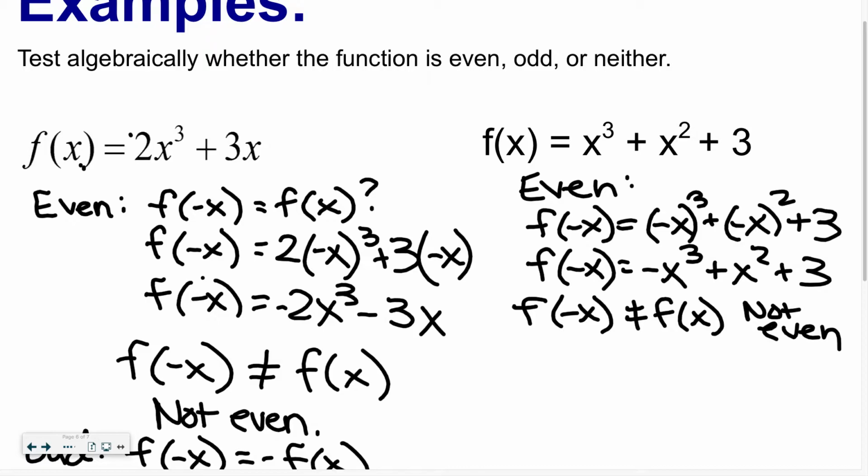Okay, if you want to check your test for even, your f of negative x, to earn full points on a quiz or test, you should show me that you substituted negative x in for all your x's. You should show me that you evaluated that to be negative x cubed plus x squared plus 3. And then you should make some statement that says f of negative x is not equal to f of x, therefore it is not even. I want to see all of that. It's like a proof. You have to show all the steps. Now check for odd.